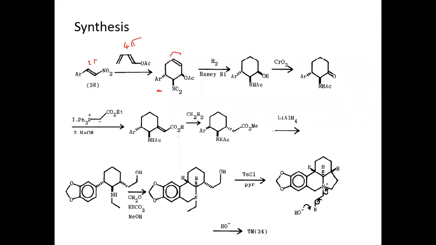But we got this extra double bond here. You know that this will be reduced by using Raney nickel. So this got reduced here. Next, we are using chromium trioxide. You know that this is an oxidizing reagent. It will convert this alcohol to ketone. Next, this double bond will be formed. I told you this double bond will be formed using a Wittig reagent. We are using a Wittig reagent here and this double bond is formed here.